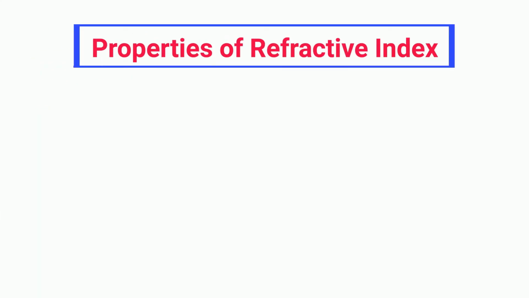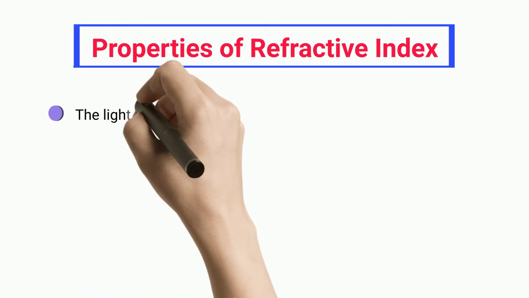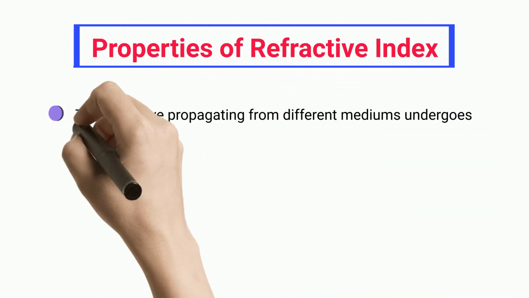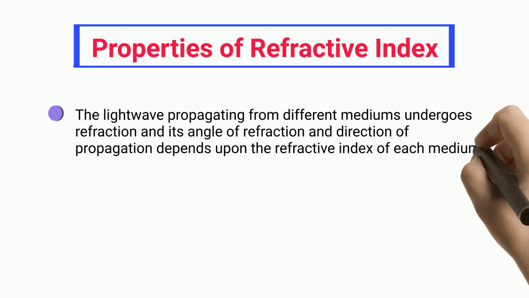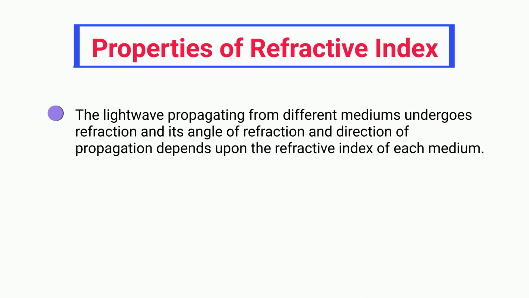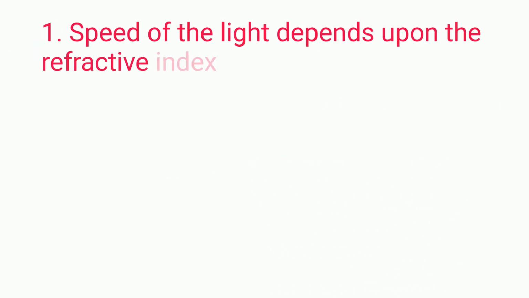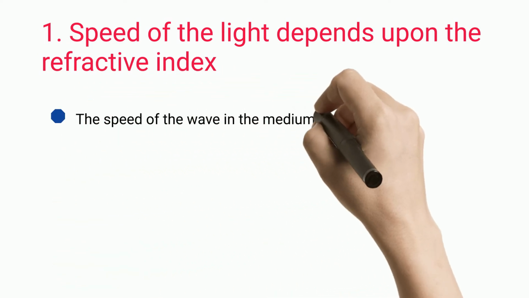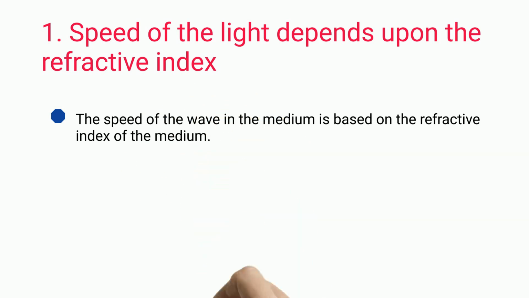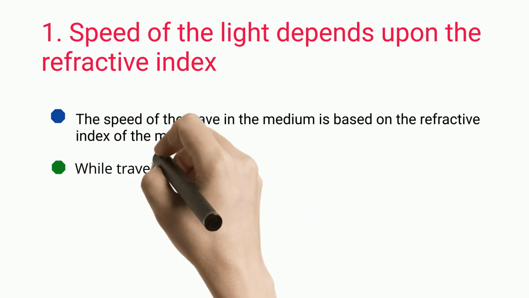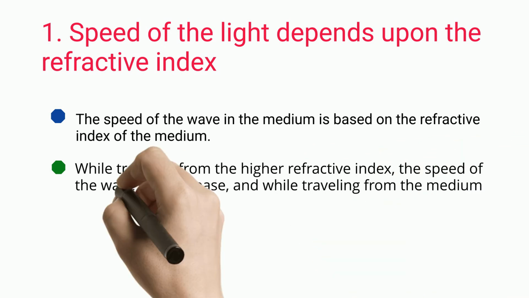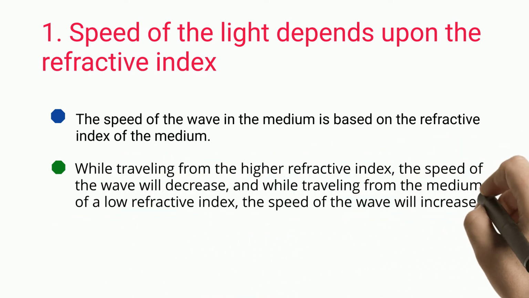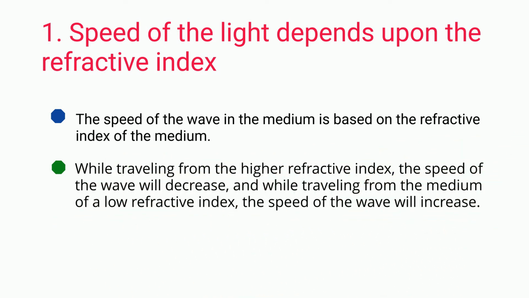Properties of refractive index. The light wave propagating from different mediums undergoes refraction, and its angle of refraction and direction of propagation depends upon the refractive index of each medium. 1. Speed of the light depends upon the refractive index. The speed of the wave in the medium is based on the refractive index of the medium. While traveling from the higher refractive index, the speed of the wave will decrease, and while traveling from the medium of a low refractive index, the speed of the wave will increase.